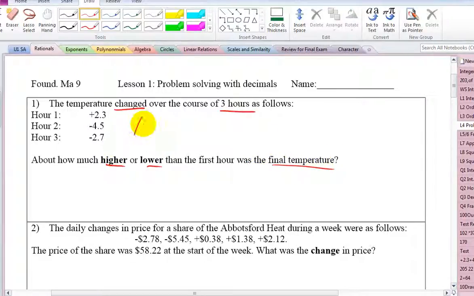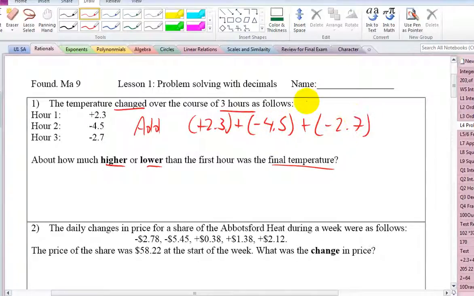So what we have to do is add these together. So we're going to get plus 2.3 plus negative 4.5 plus negative 2.7. Now when we correct these, what happens is kind of cool. This plus negative 4.5 just changes into a subtraction. And the second one does as well because of the signs.